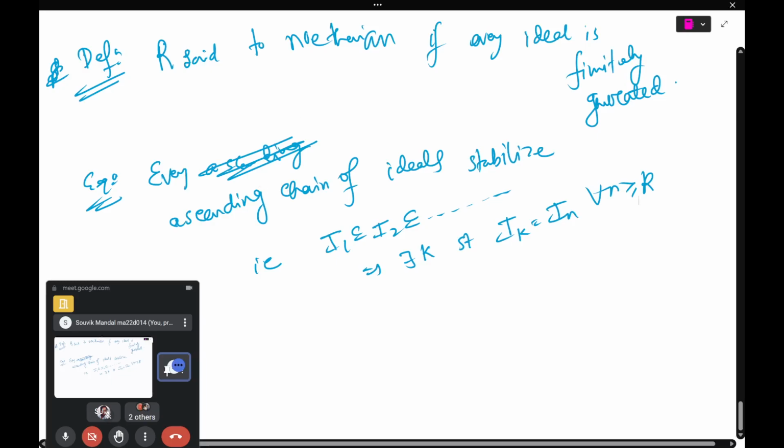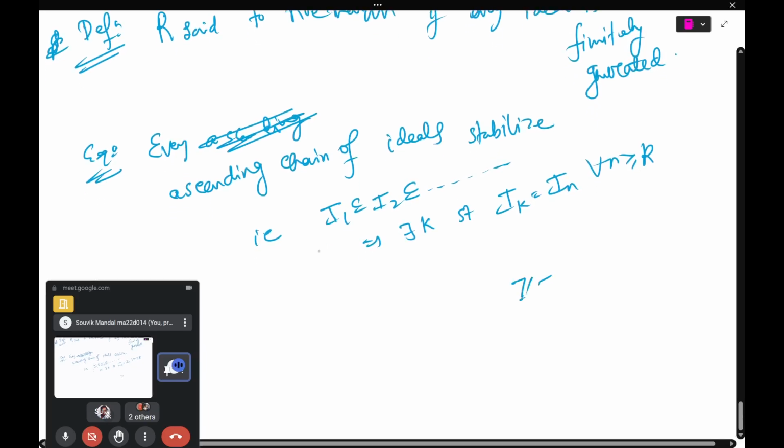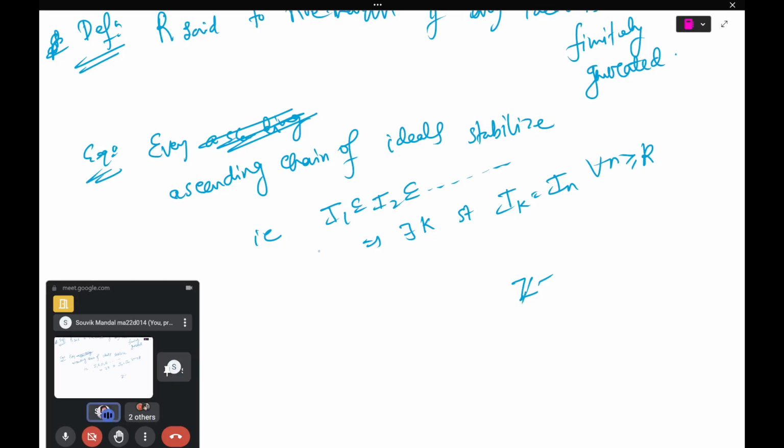Okay. Excuse me, what does the word stabilize mean? It means it will stop. If I1 contains I2 contains I3 and so on is an ascending, increasing chain of ideals, then we will get a case where I_k is equal to I_n for all n greater than or equal to k. That is, after certain steps, it will not increase. It will stabilize. That's the meaning.